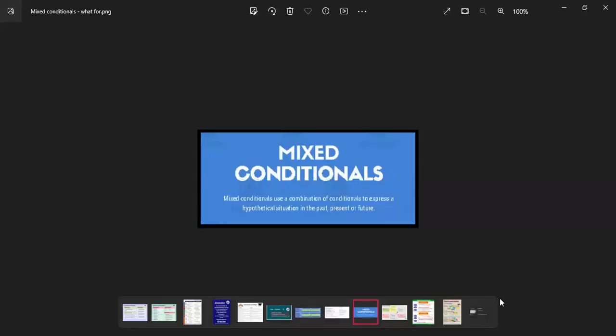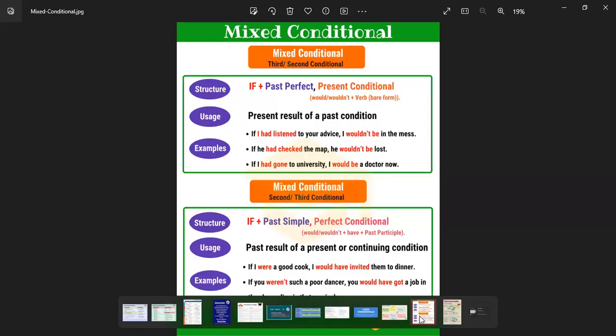A mixed conditional is used for expressing a hypothetical situation in the past, present, or future. So the mixed conditionals are used just to talk about unreal or impossible facts, actually. Okay? So how do we combine third and second? If in past perfect, the main clause in present conditional, would, wouldn't, etc. We talk about the present result of a past condition.